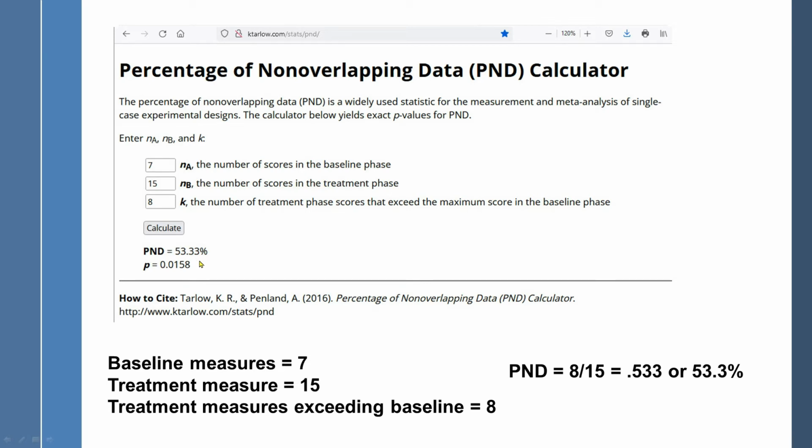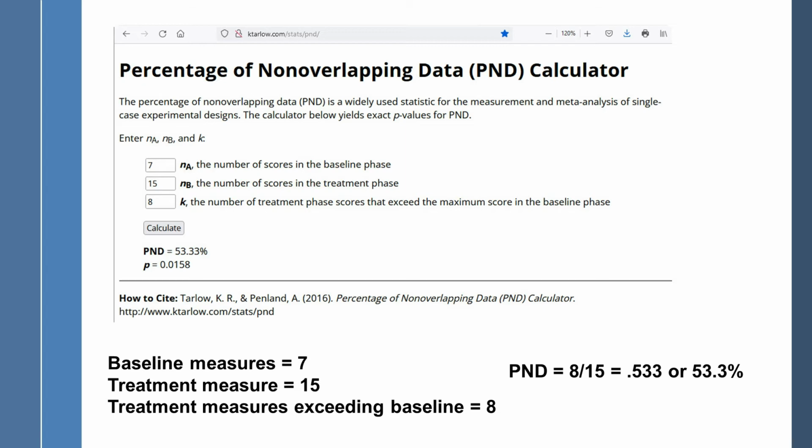So that's good. It also gives us a p-value, and if you go to Tarlow's webpage, there's a citation for an article where he describes the development of the p-value. I won't go into those details here because I don't want to take that long. But if you're interested, you can go and read his article. So p is less than 0.05. I guess we can reject the null hypothesis and say that more of the treatment phase measurement points were in the favorable direction than in the unfavorable direction.